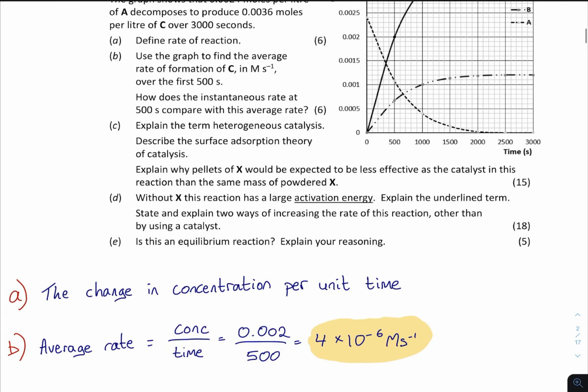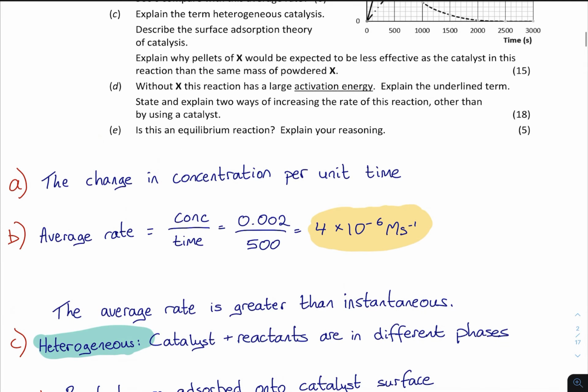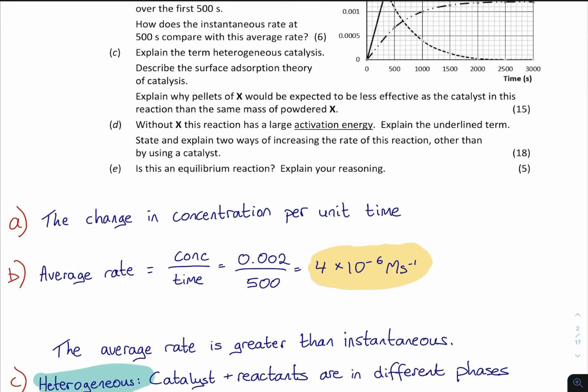Underneath that, you're asked how the instantaneous rate at 500 seconds compares. For this one, you have to calculate the instantaneous rate. I'm not going to do it now. But if you calculate the instantaneous rate at 500 seconds, with your tangent and so forth, I'll give you the answer, you'll find that the average rate is greater than the instantaneous rate. But you'd have to calculate that yourself. If it's a very steep slope at the start, the average rate is usually going to be greater than the instantaneous.